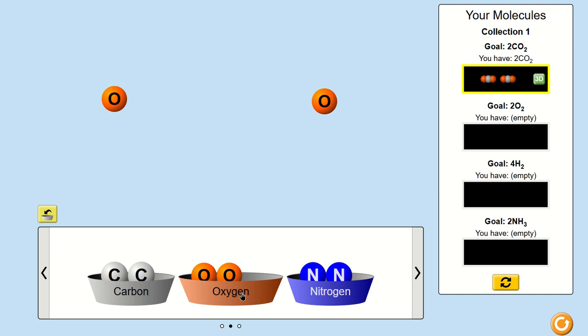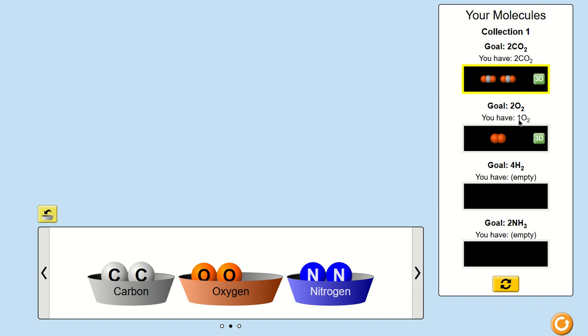We know that oxygen by itself is not sufficient. In order to make oxygen, we have to add 2 oxygen atoms to create molecular oxygen. There's 1. And you'll notice this says 1O2. This means 1 oxygen molecule. But we need 2. So I'm going to take this oxygen right here, this oxygen right there, combine them together to create another oxygen molecule for the 2O2. 2 oxygen molecules.